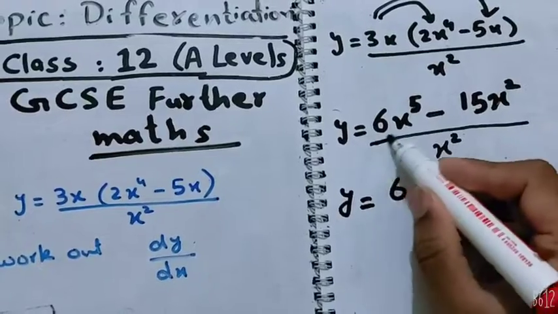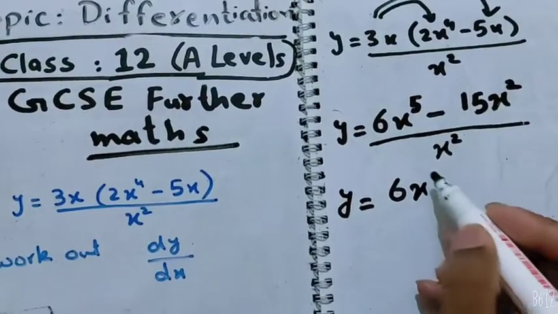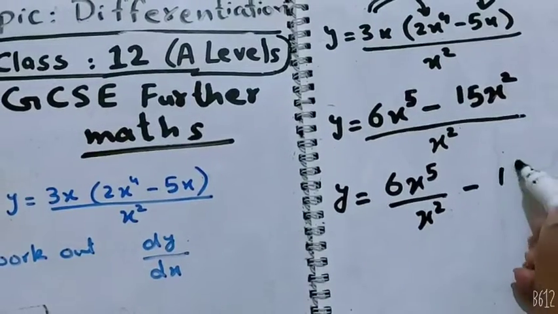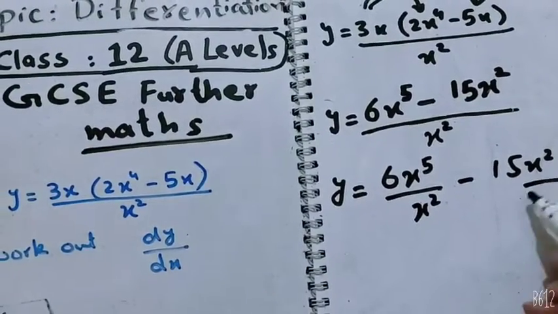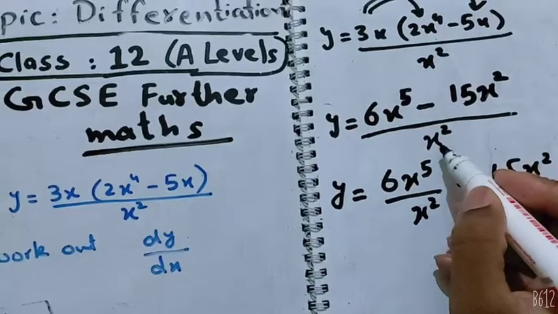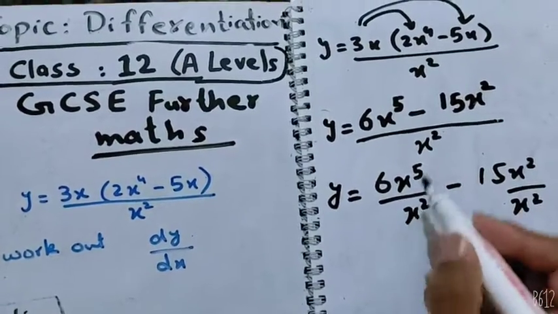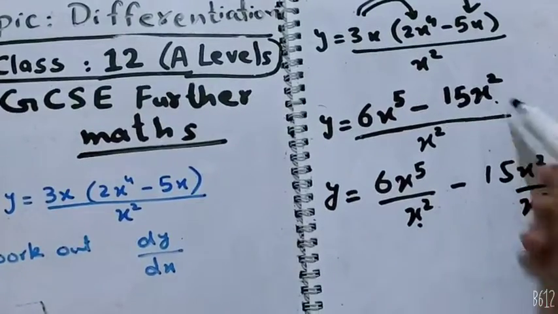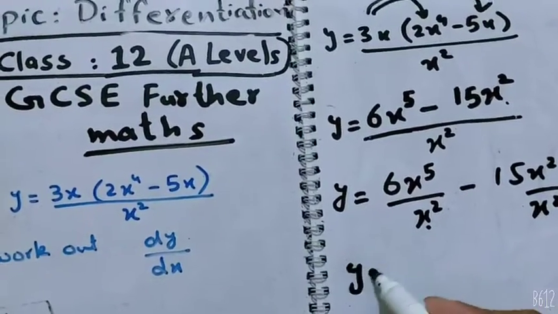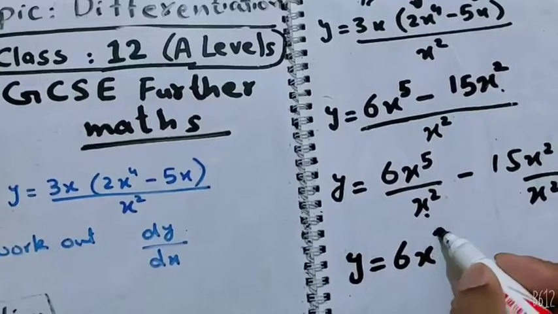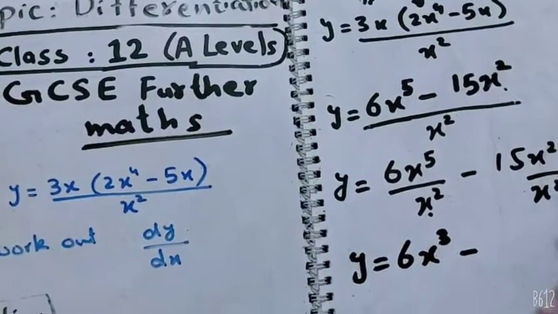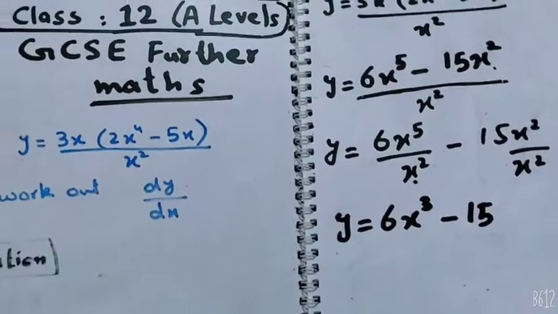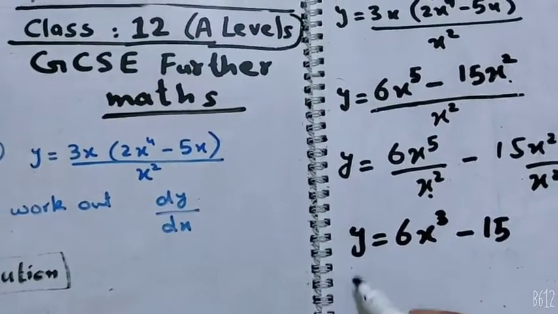This x squared is beneath both of these. It can be written separately beneath both of these, like this: 6x to the power 5 over x squared minus 15x squared over x squared. This x squared has been split into two parts. It will become 6x to the power 3, but here x squared and x squared will cancel. Now we have this. Now we can easily find dy over dx.